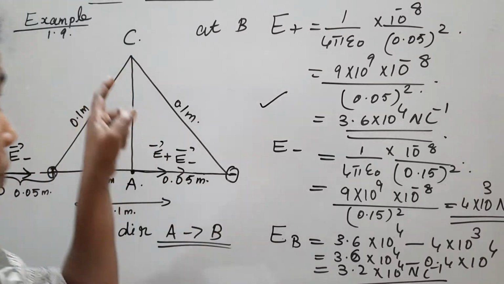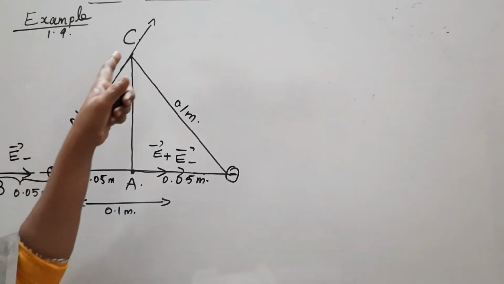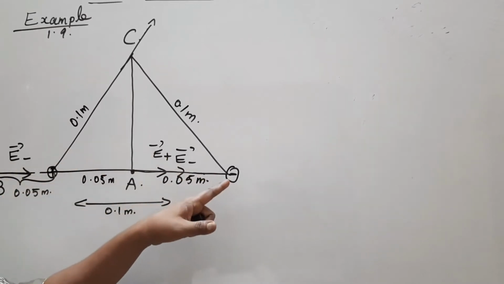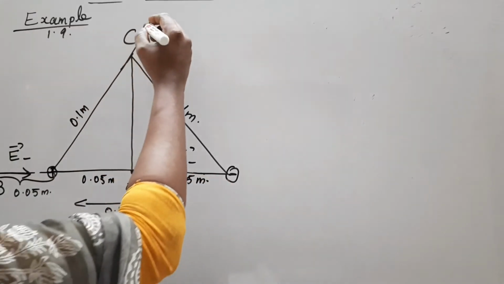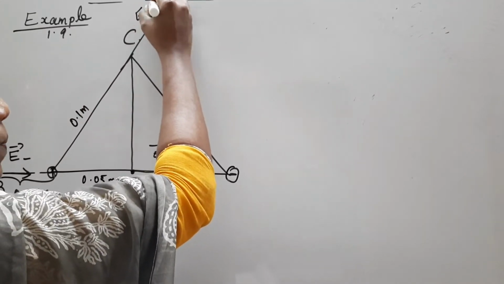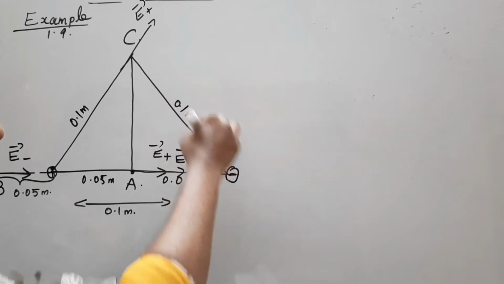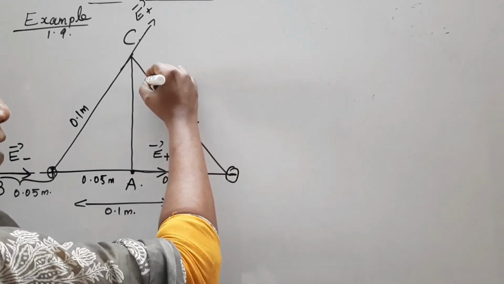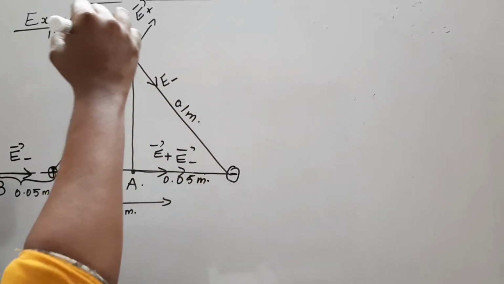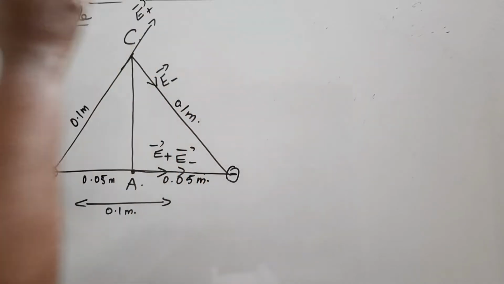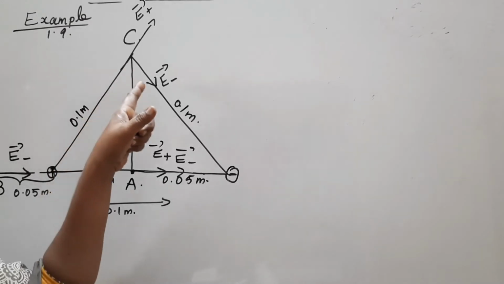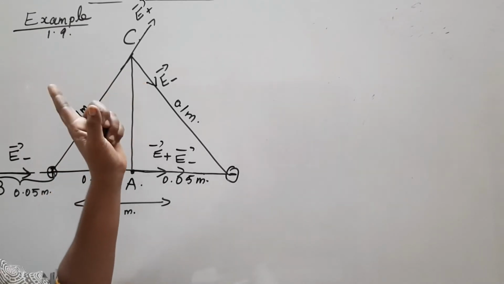Now we will discuss the field at the point C. So at the point C also we need to find the field due to positive charge and negative charge. Here due to positive charge, it is acting along this direction. So E plus is in this direction. And due to negative charge, it is towards the negative charge, so it is in this direction. E plus and E minus are given like this. Now what is the resultant of these two? That's what we need to find.